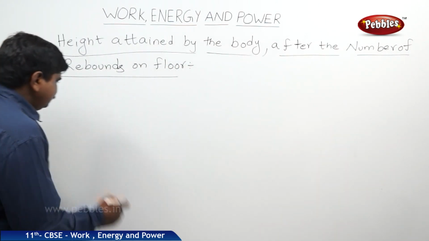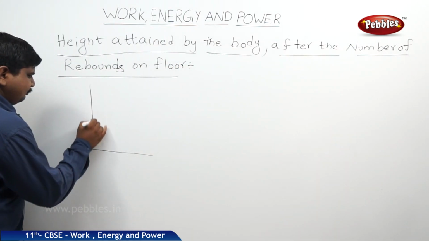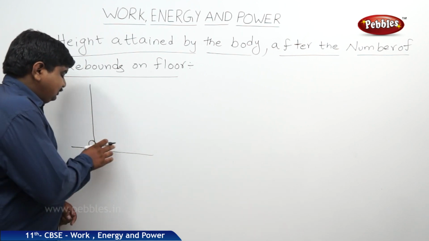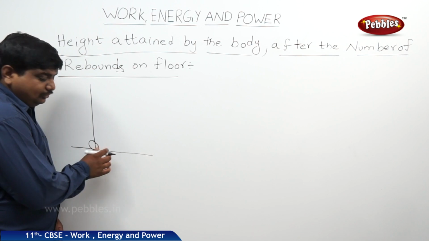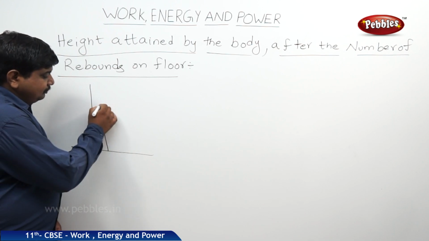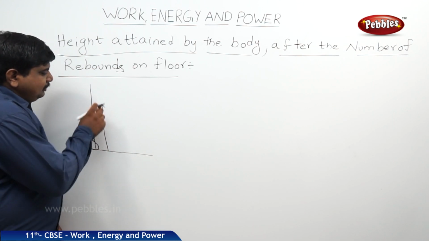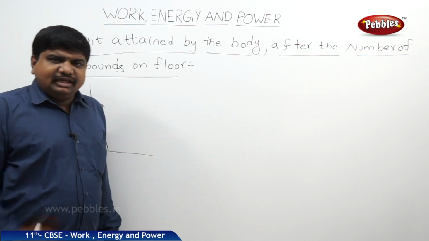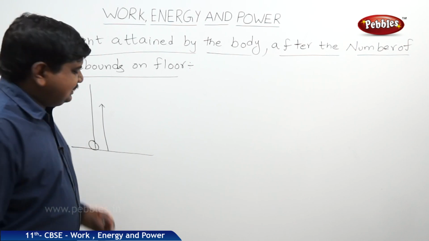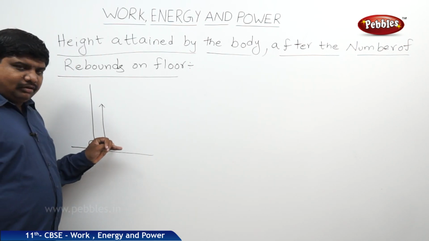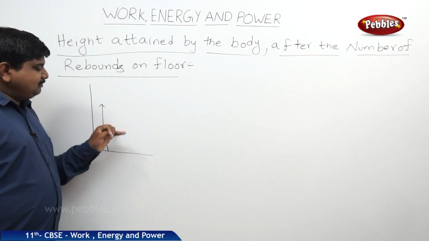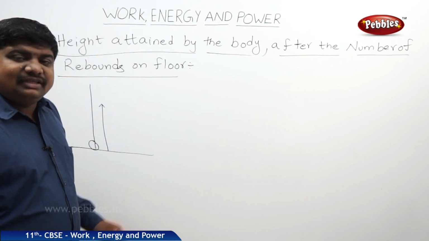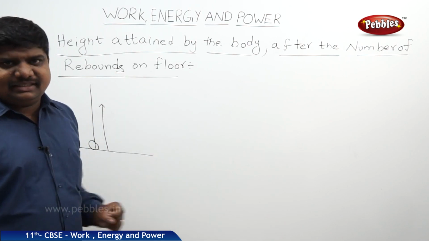As we know, suppose a body falls from a height h or h1 on the floor. After the collision takes place with the floor, this body will rebound. For every rebound, the height attained by the body is going to decrease. In only a few or rare cases, after the collision, the body will reach the same height from which it was dropped. It is a very rare case.